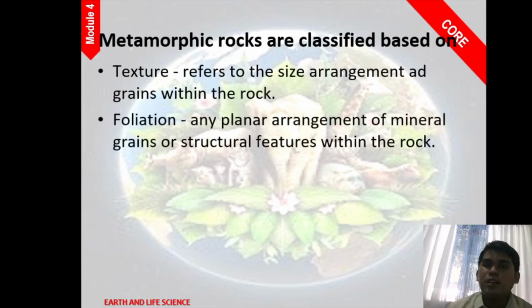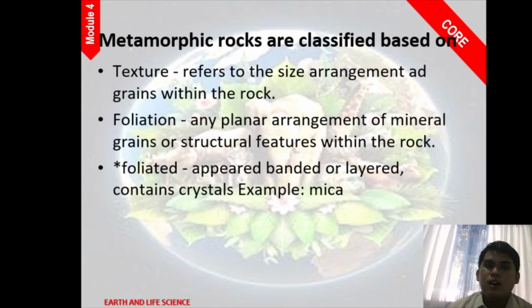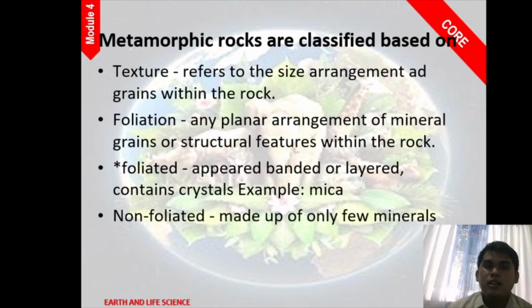Foliation is any planar arrangement of mineral grains or structural features within the rock. A foliated rock appears banded or layered, and contains crystals. An example is mica. A non-foliated rock is made of only a few minerals. An example is a gabbro.